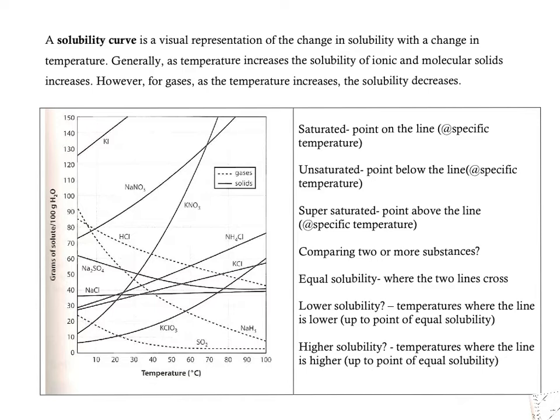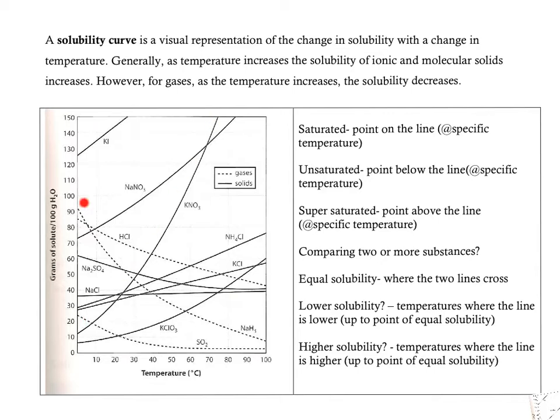A solubility curve is a visual representation of the change in solubility with a change in temperature. So if you look at the graph down here, temperature's on the bottom. The solubility, grams of solute per 100 grams of water, is up the side. Generally, as temperature increases, the solubility of ionic and molecular solids increases. So here you've got a little key. All the solid lines are ionic or covalent solids, and you can see they all tend to curve up, but with varying degrees.